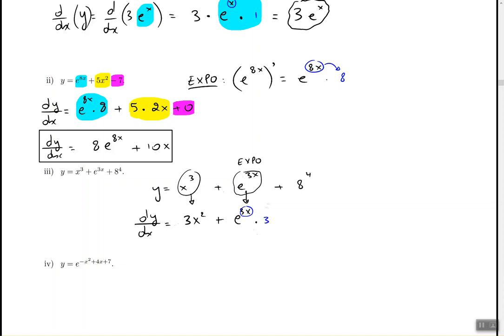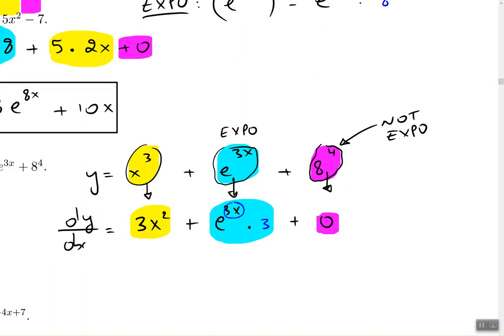And then finally, the last term is 8 to the power of 4. Now, that last one is kind of a tricky one. A lot of people will confuse it and think of it as an exponential function, but this one is not an exponential function. Why is it not an exponential function? Because both the base and the power are numbers. There's no variable in this case. So this is just 8 times 8 times 8 times 8, four times, which is just a number. Since the derivative of a number is 0, we end up with the final answer.